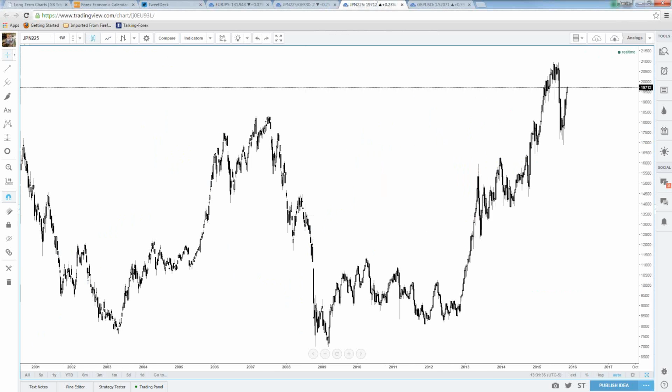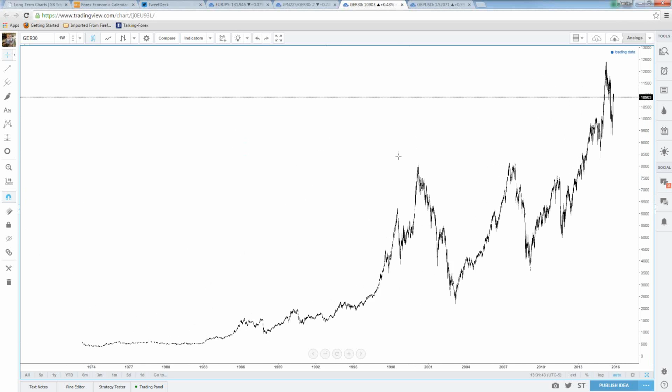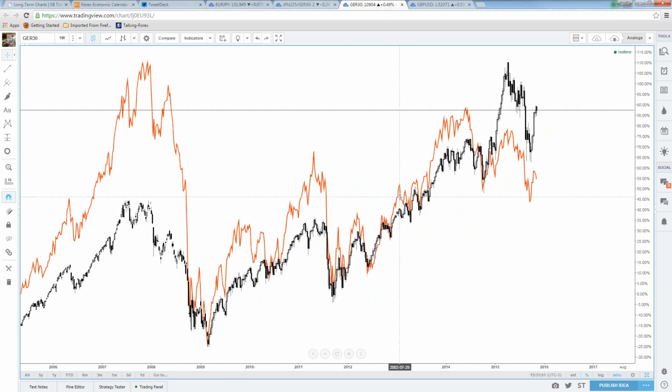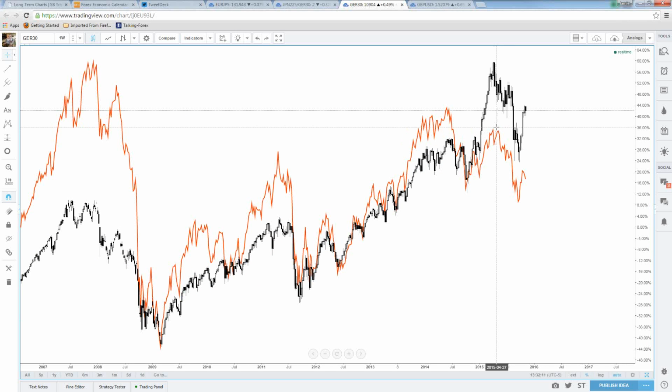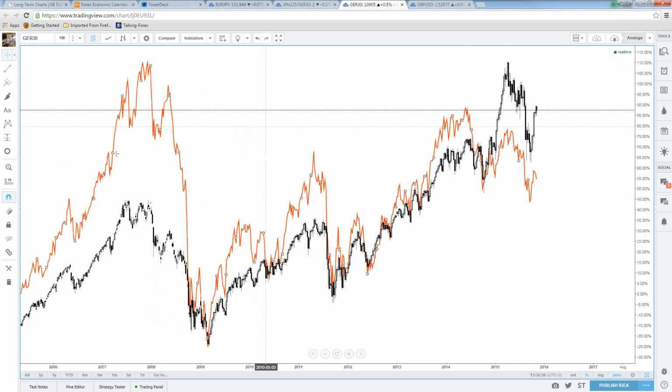Thank you, Brian. Perfect. Okay, so let's look at German 30. Here's the move in German 30, and we'll compare that with EWG, the German ETF. Okay, so here we go. Here's the German ETF in orange. If you're in EWG, you're actually really suffering, because we didn't even make a higher high back here in April compared to 2014. The DAX has gone nuts to the upside. All of this is basically euro weakness. Okay, so you can see what I'm talking about there. This is not hedging out. The orange line, of course, is not hedging out the exposure to the euro.